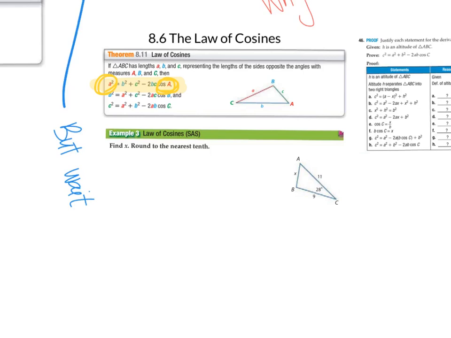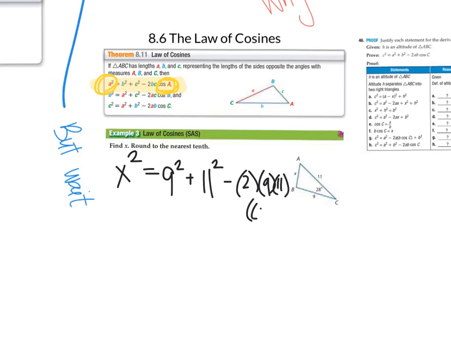So in this case, the a squared is actually going to be x squared. So we're going to say x squared equals 9 squared plus 11 squared minus 2 times 9 times 11 times the cosine of 28 degrees.